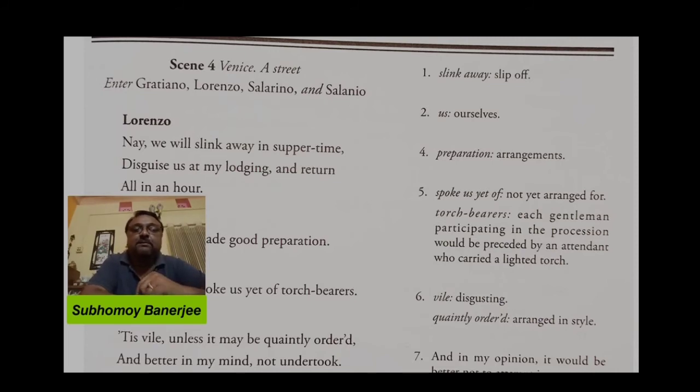My lodging. So from Bassanio's house, Lorenzo is saying to Gratiano, Salarino and Salanio, his three friends, that Lorenzo is the mastermind because he has to elope with Jessica. He says that while having supper in Bassanio's house, we will quietly slip off, and all of you will come with me. I'll take you all to my house. Within an hour, we will dress up in our costumes so that people won't be able to recognize who we are. And then we will come back and have supper, and then we will go for the masquerade. So this is the plan.